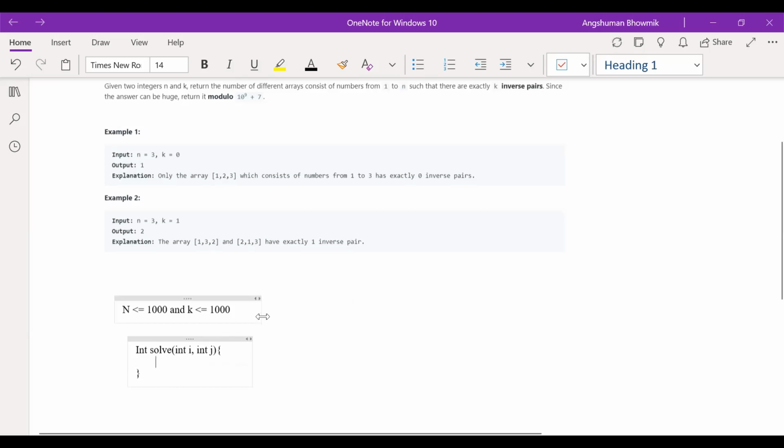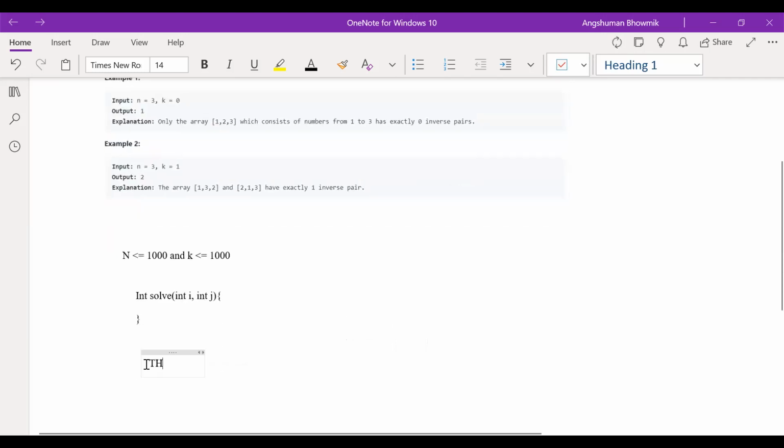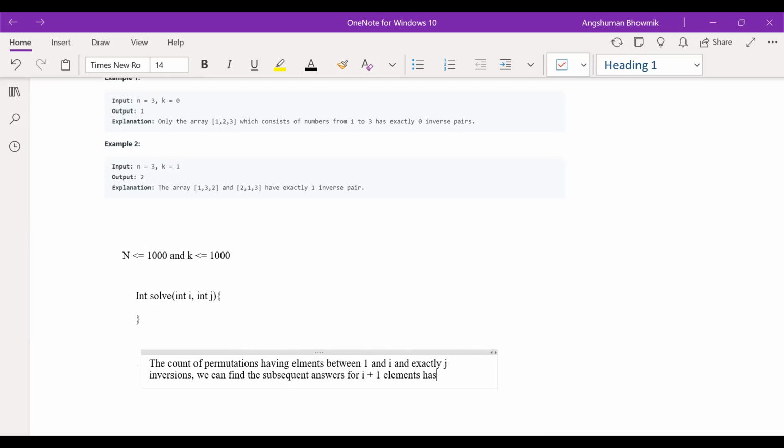The main idea is, if we have already pre-computed, say we know the answer, that is, how many permutations having elements between 1 and I and exactly j inversions, we can find the subsequent answers for I plus 1 elements as well. Now how? That's the main question, right?